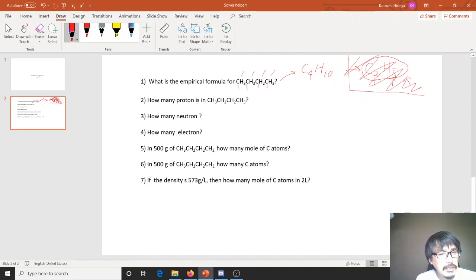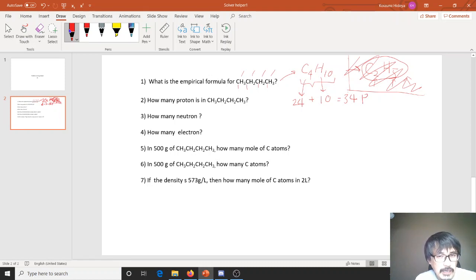So in this particular molecule right here, how many protons are in it? Each carbon has 6 protons, right? So that one right there is 24, and then each hydrogen is going to have 1 proton, so that's going to be 10. So if I add these things up, I have 34 protons.